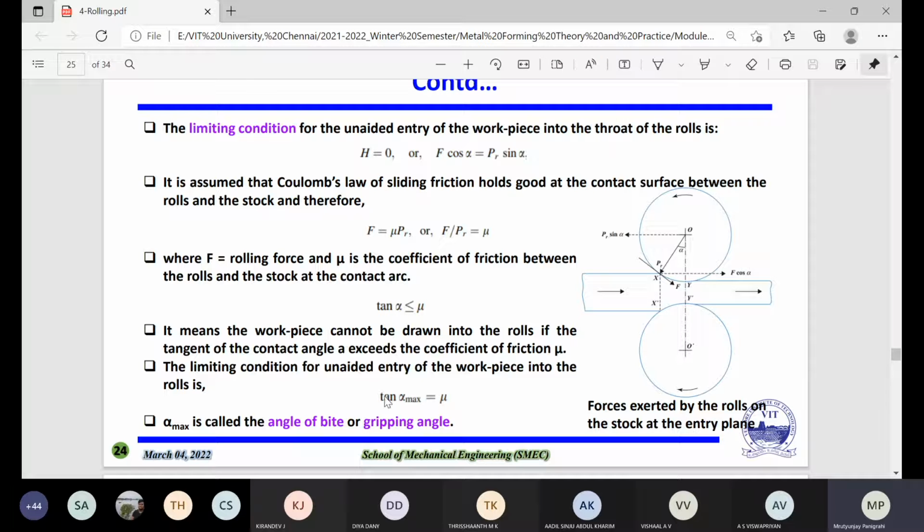Initially we talked about the angle of contact alpha. But now this alpha max is known as the angle of bite, or the gripping angle. So there are two differences now. One is the angle of contact, the normal angle created by the initial touch point of the roll to the vertical line or the center line. Now, when you have alpha max, this angle is the minimum. At that point you call it alpha max, and this is known as the angle of bite or the gripping angle. Is it clear?